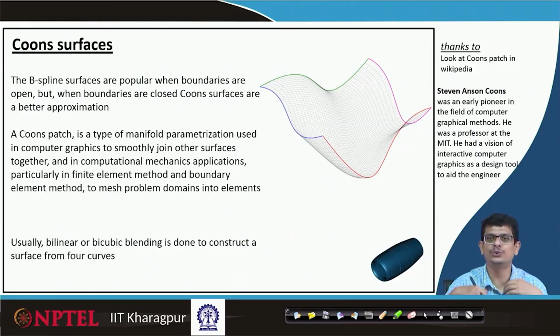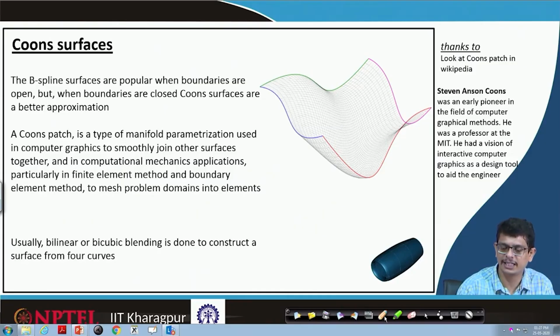And further on these Coons surfaces, people try to use blending, to smoothen these surfaces, so that even if you are zooming, the pixel variation should not really vary. That is the kind of technique people use. For that they use bilinear and bicubic kinds of interpolations also.